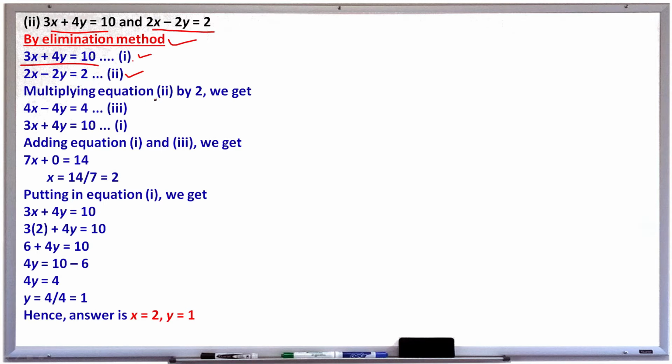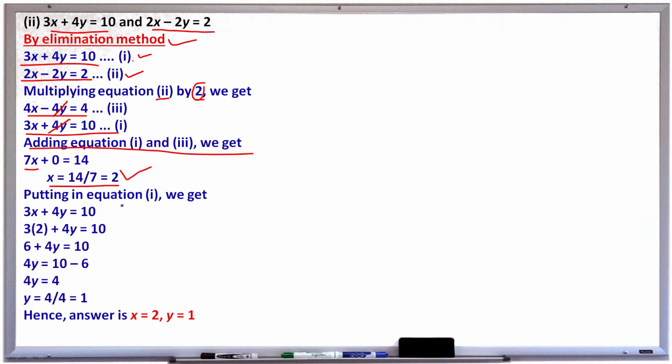Equation number 2, you have to multiply by 2. Multiplying by 2, you will get 4x minus 4y is equal to 4. Now write equation number 1, 3x plus 4y is equal to 10. Now you see the terms: here minus 4y, here plus 4y. So when you add these two equations, the y terms cancel. The remaining 4x plus 3x is equal to 7x is equal to 14. So x value we want, 14 divided by 7, it will become 2.